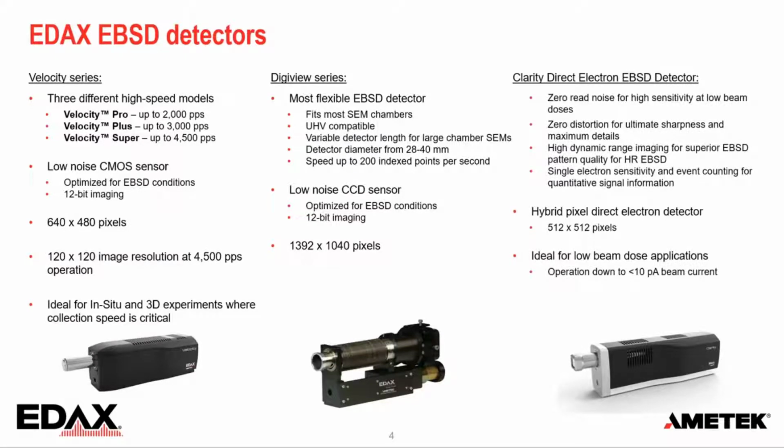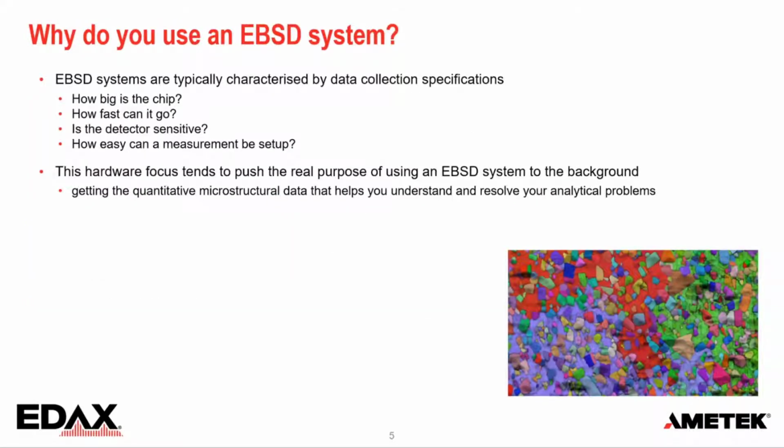And of course, we had a presentation about this yesterday as well. The Clarity direct electron EBSD detector, no read noise, fantastic quality diffraction patterns for very sharp, high dynamic range imaging, and also extremely sensitive, that you can run at a few tenths of picoamp of beam current. But I don't really want to talk about that now, because this focus on the hardware really ignores why you are using an EBSD system.